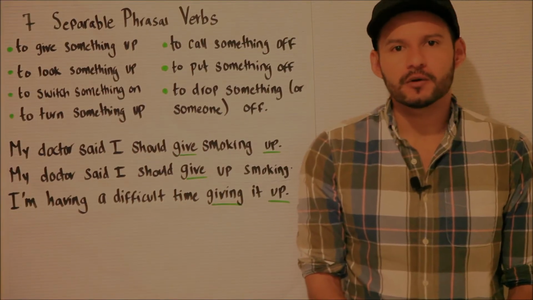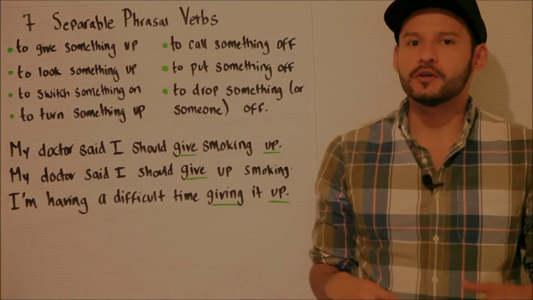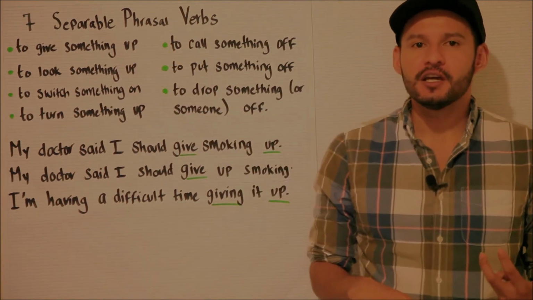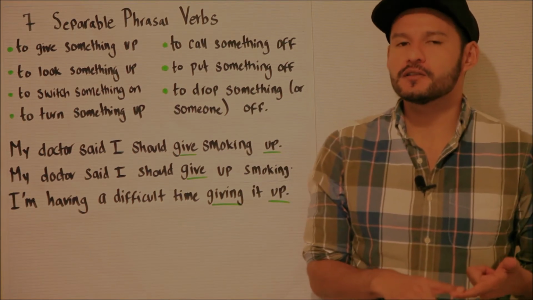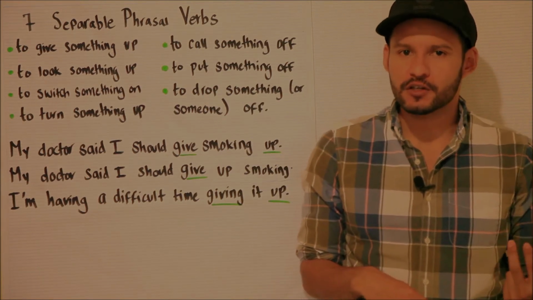In today's video, we're going to be looking at 7 common separable phrasal verbs in English, and we're going to be looking at the definitions, how to structure them, and also a few examples with each.